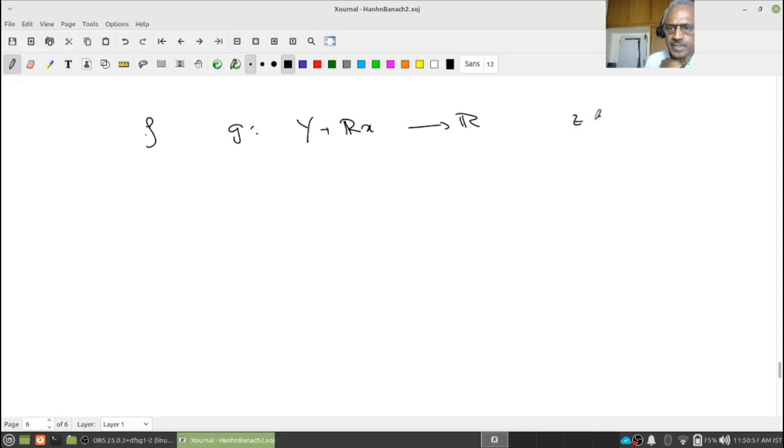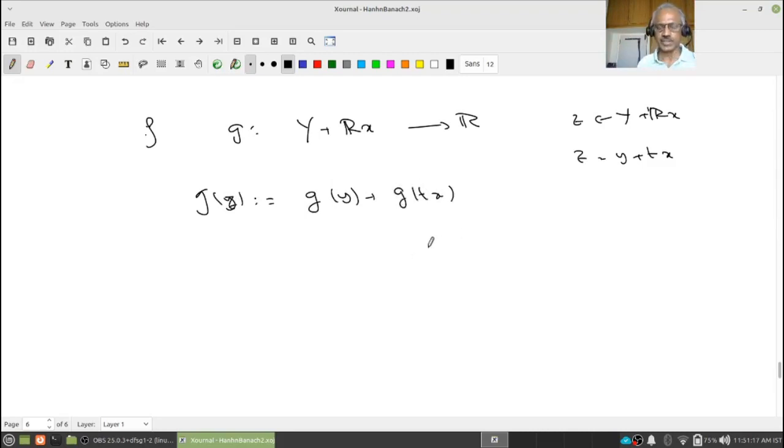Therefore, if I take any z in y plus Rx, then there is a unique y and unique t such that z is y plus tx. Therefore, I will define g of z. Remember, I want it to be an extension, and I want it to be linear. So g of z must be g of y plus g of tx. You understand that? If g is linear, this must happen.